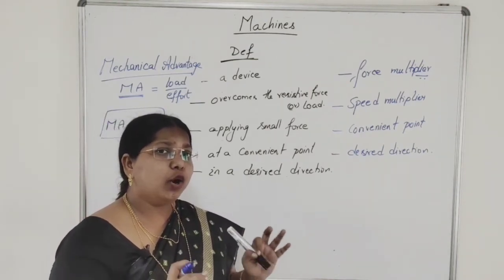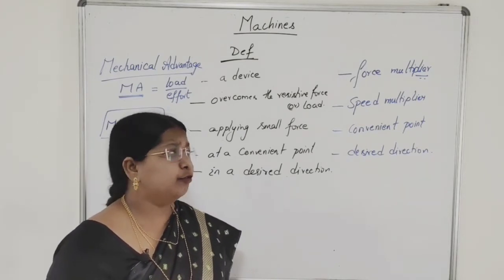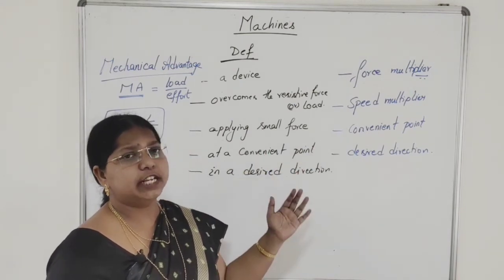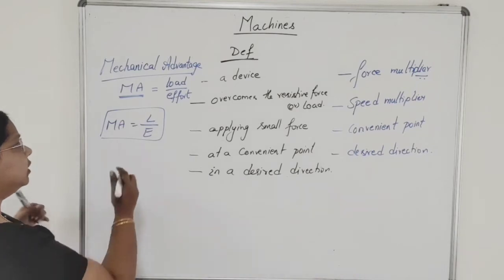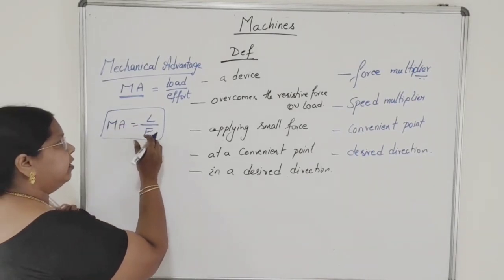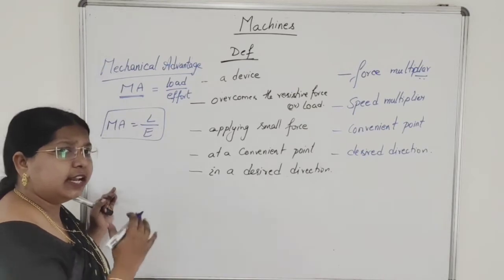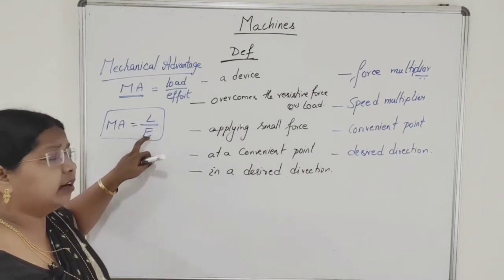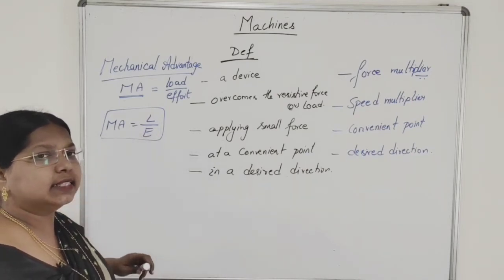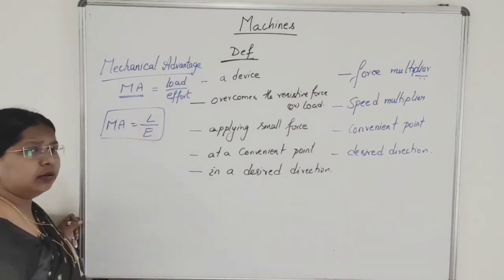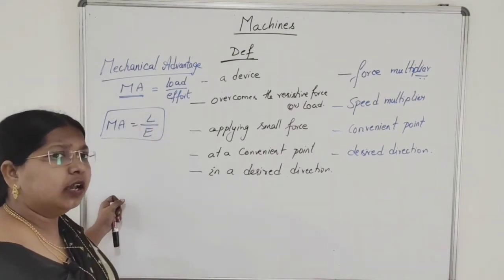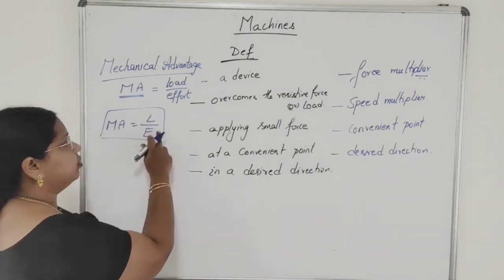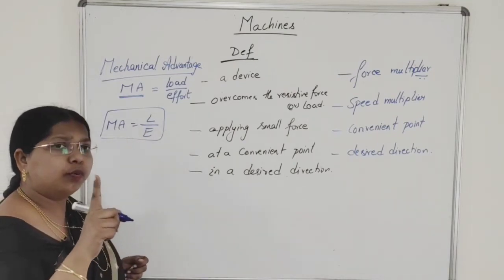Now, depending on this mechanical advantage value, we can tell whether it is a force multiplier or speed multiplier, or it will change the direction. So let us see now. Suppose your effort is greater than load. Then your mechanical advantage value will be less than 1. Denominator is more value, so MA will be less. Suppose your effort is equal to load, input is equal to the load the machine is moving, that is output. If both are equal, then MA is equal to 1.